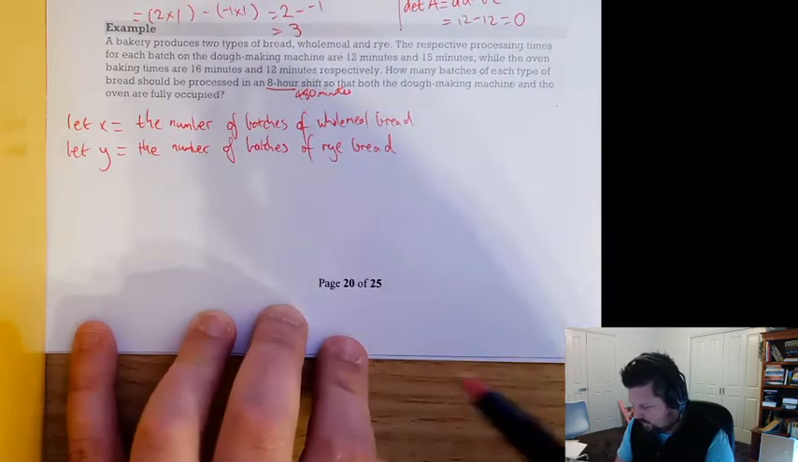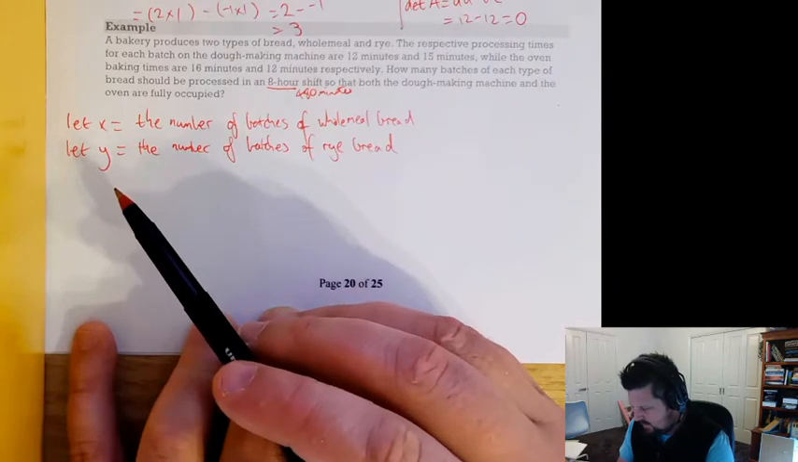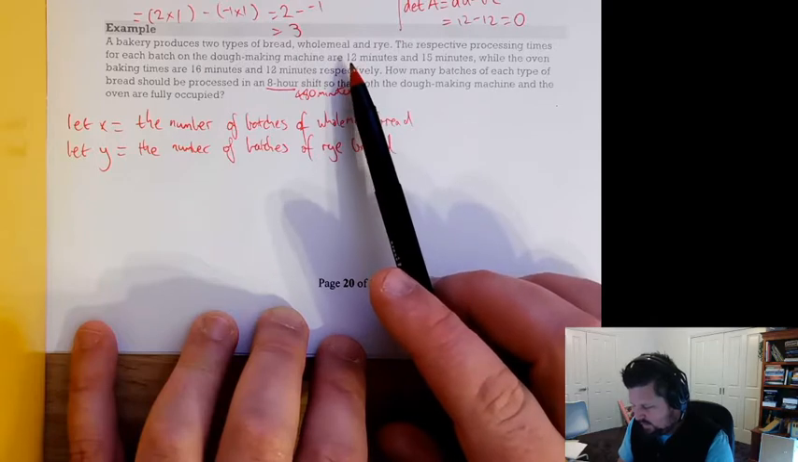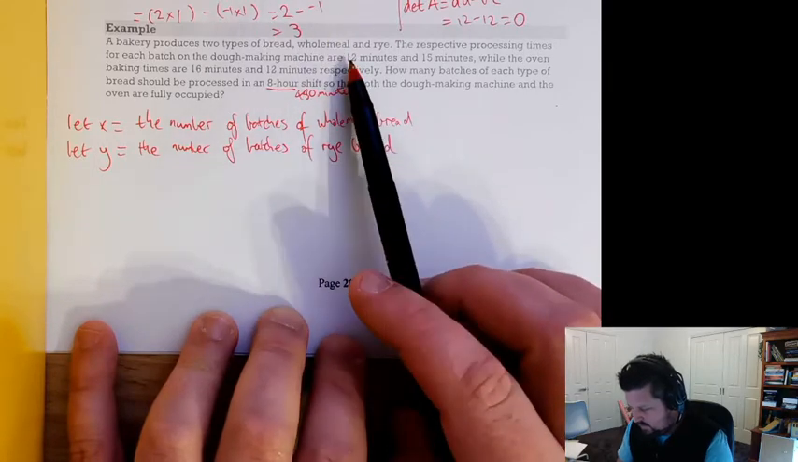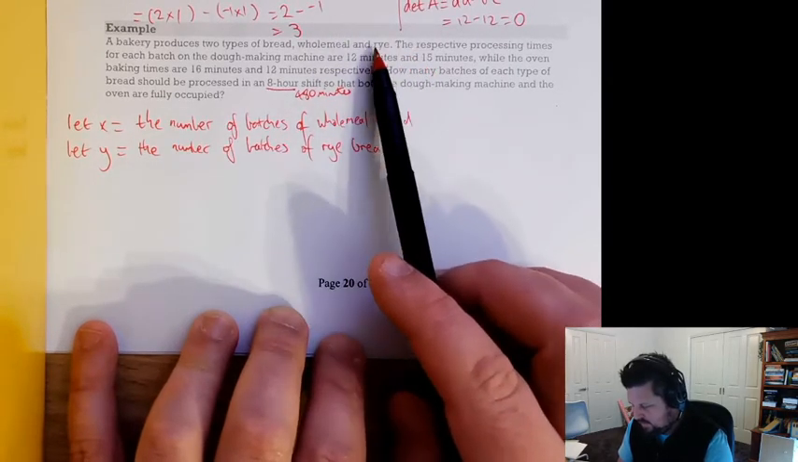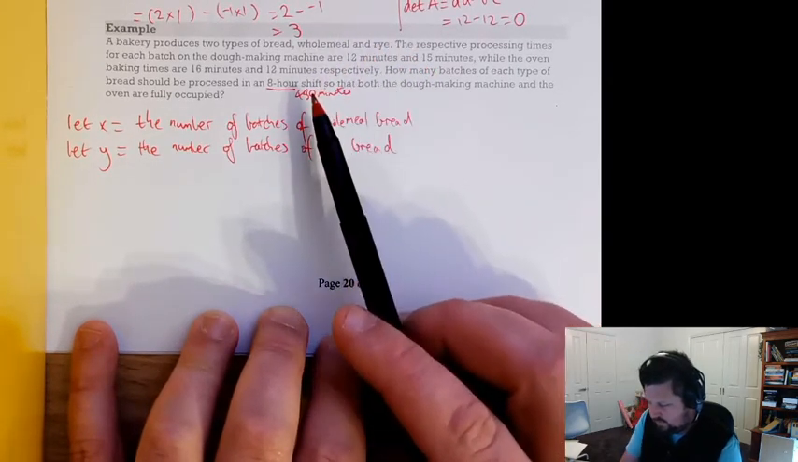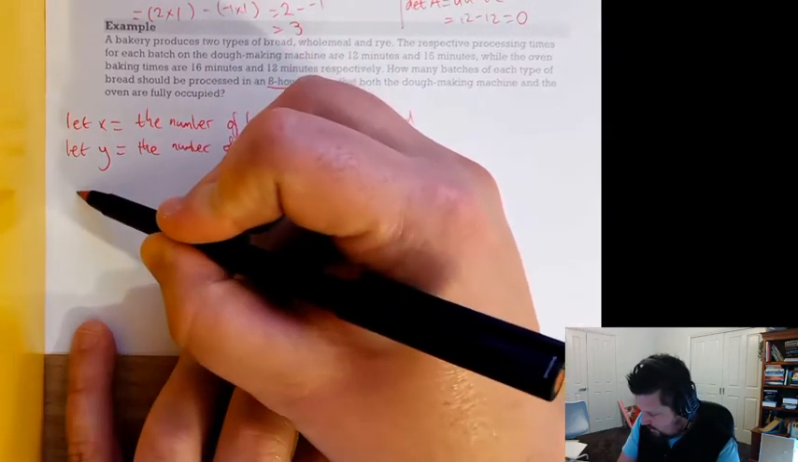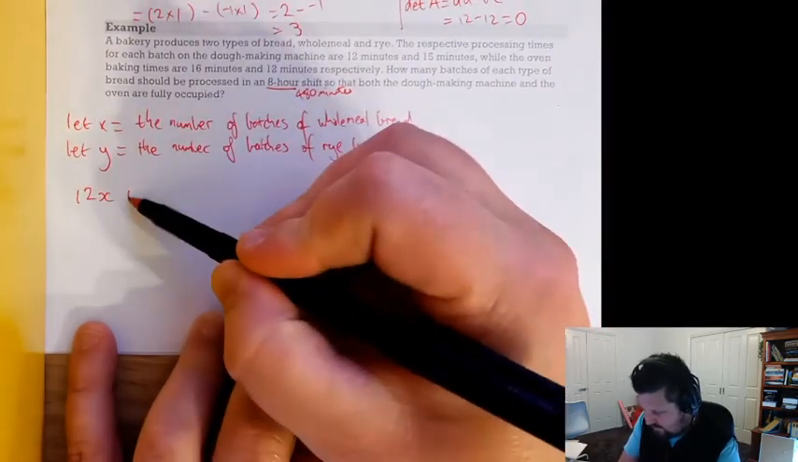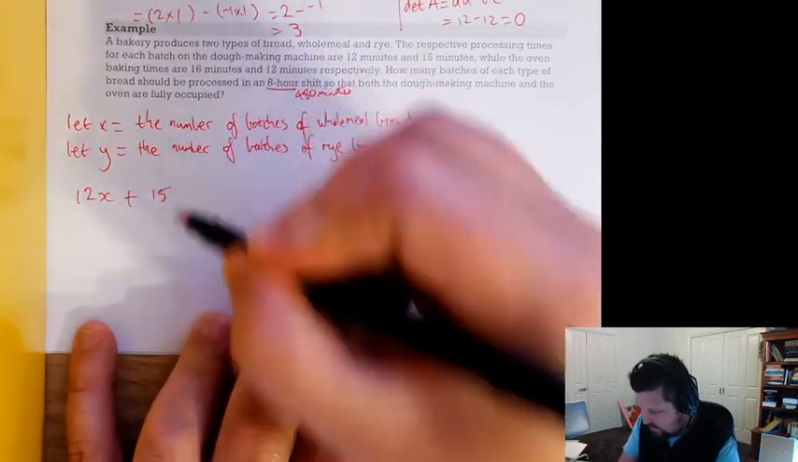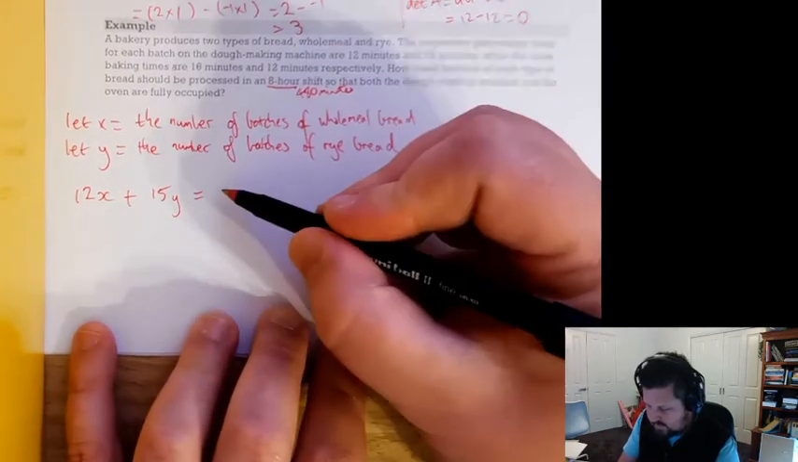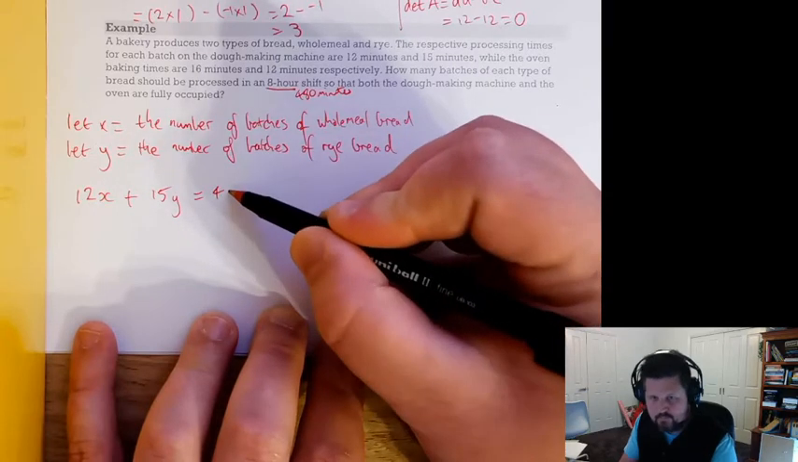So, first equation we're going to set up here is for the dough making machine. You've got 12 minutes to do the wholemeal bread, plus 15 minutes to do the rye bread in the 8-hour shift. So let's write out an equation for that. 12 of x plus 15 minutes for the rye, which is, the variable is y, and you've got the 8 hours to do that, which is 480 minutes.